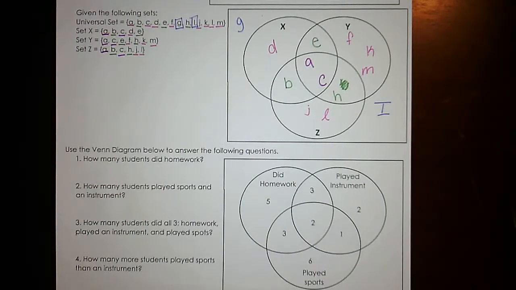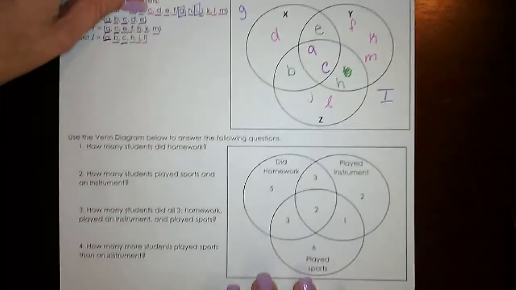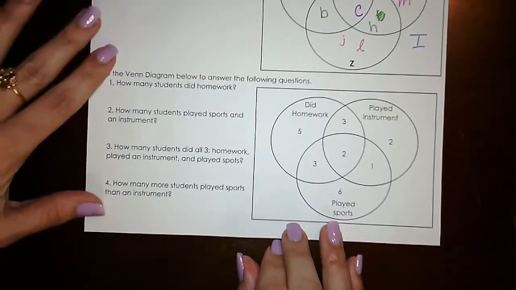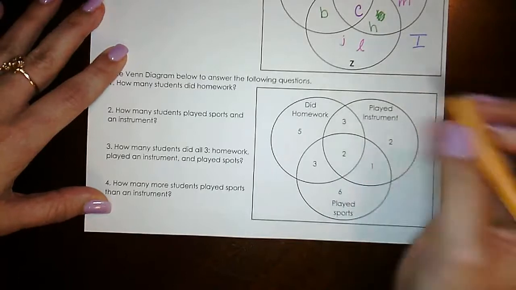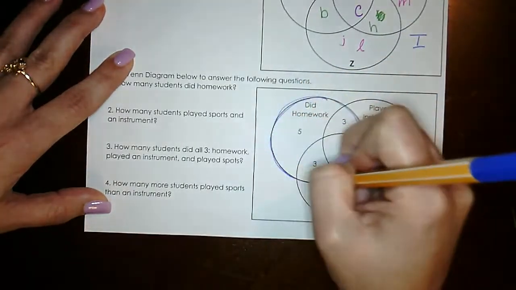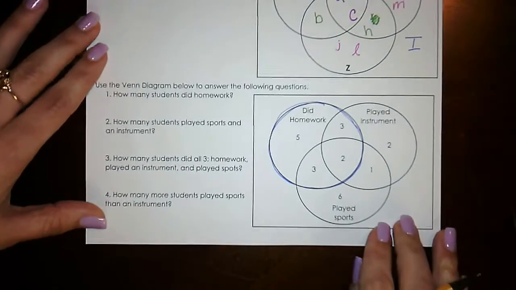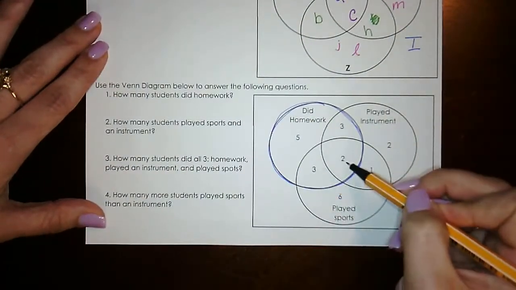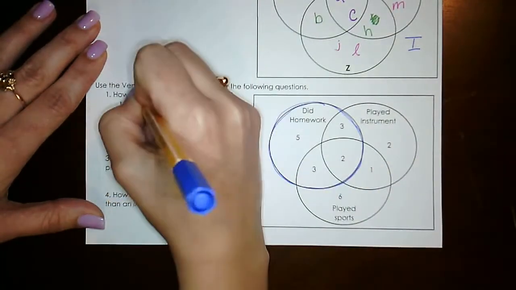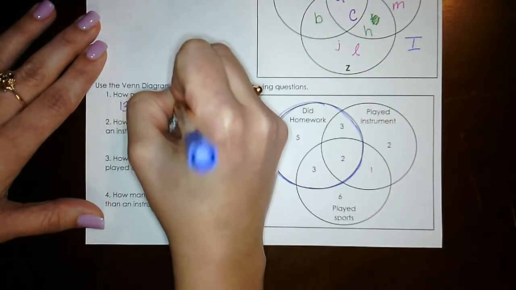So now that you know how to build a Venn diagram, let's answer some questions about it. So here's a real world example. And this says, how many students did homework? The answer to this is not 5. We want every student that did homework. They could have done something else, but we're concerned about if they did homework at all. So how many total kids did homework? 3 plus 3 is 6, plus 2 is 8, plus 5 is 13 students did homework.